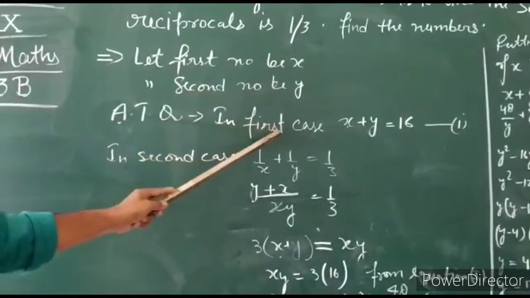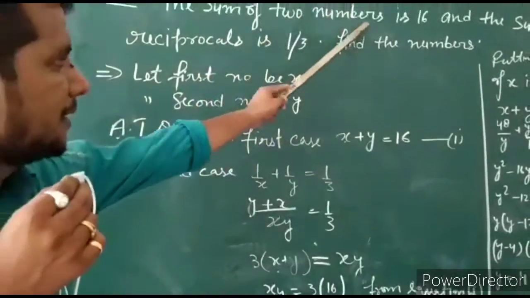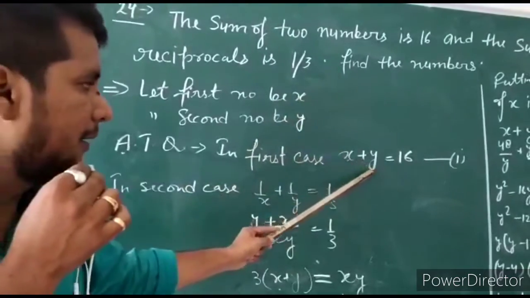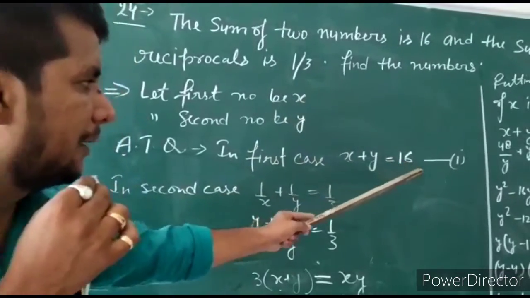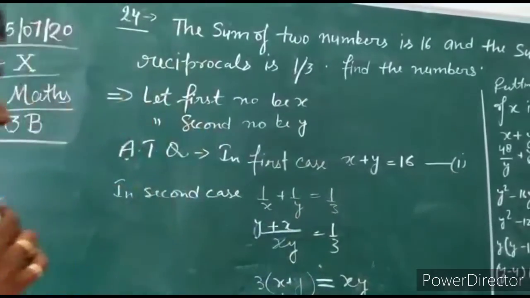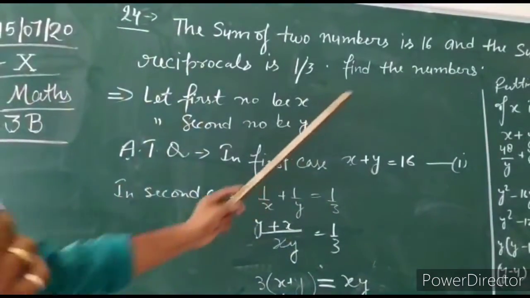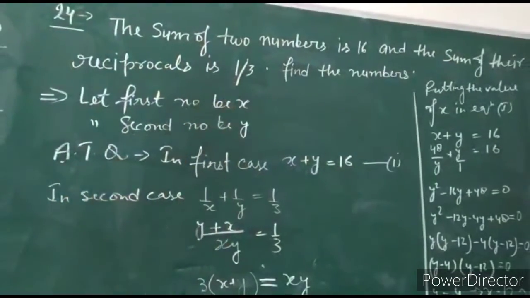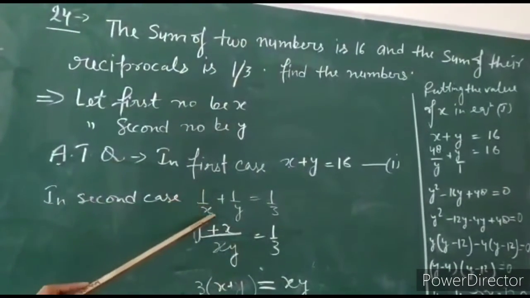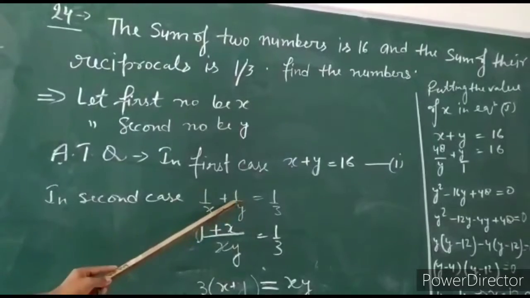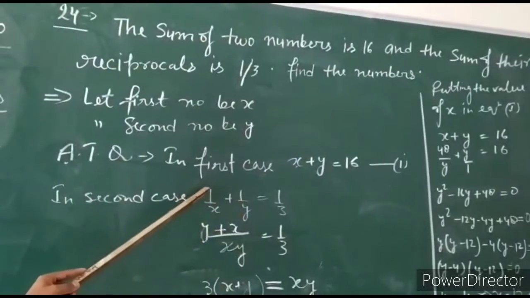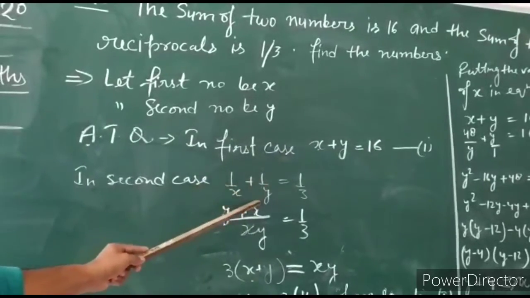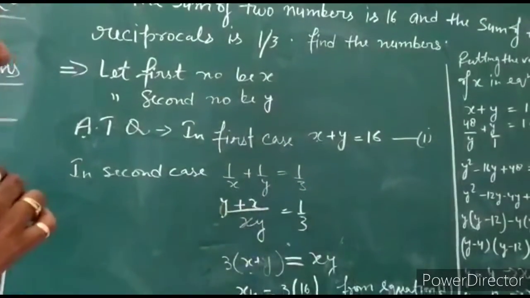According to the question, in the first case, since the sum of two numbers is 16 and our numbers are x and y, therefore x plus y is equal to 16 and we will represent it by equation first. In the second case, the sum of their reciprocals is 1 upon 3. Reciprocal of x will be 1 upon x and reciprocal of y will be 1 upon y, therefore their sum will be 1 upon 3. We can write 1 upon x plus 1 upon y is equal to 1 upon 3.